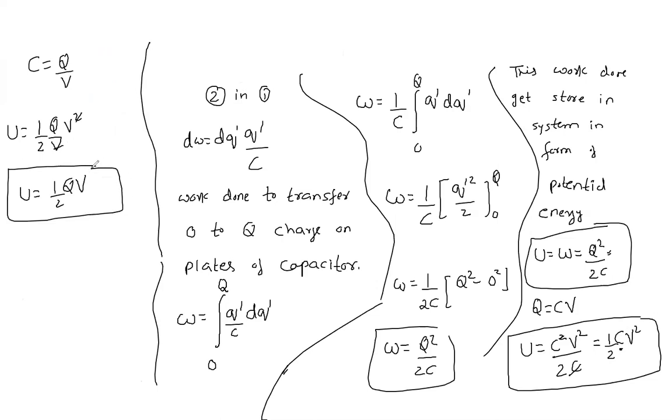So this is how we calculate the potential energy of a capacitor: half QV. This is the expression of potential energy of a capacitor. So you should remember these three formulas: Q square by 2C, half CV square, or half QV. All three for potential energy. So can I erase it? I'm erasing it.